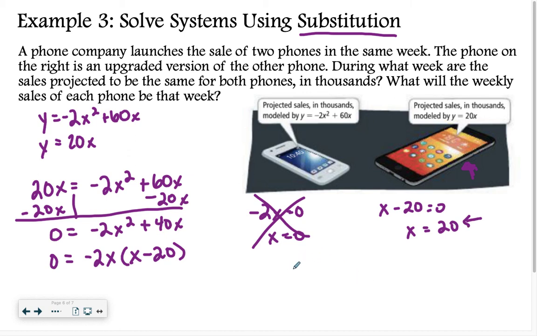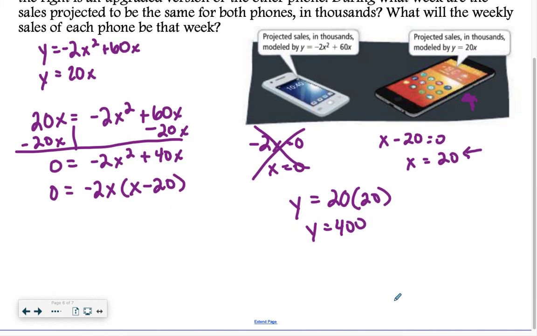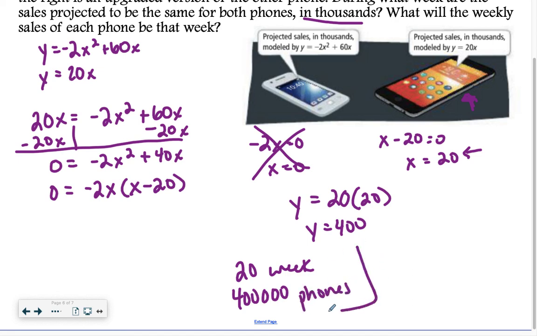And so what I'm going to do is plug 20 in for x. So I have 20 times 20. So y equals 400, and that 400 represents the sale of phones in thousands. So we have in the 20th week, the company has sold 400,000 phones. So that would be my solution to this problem.